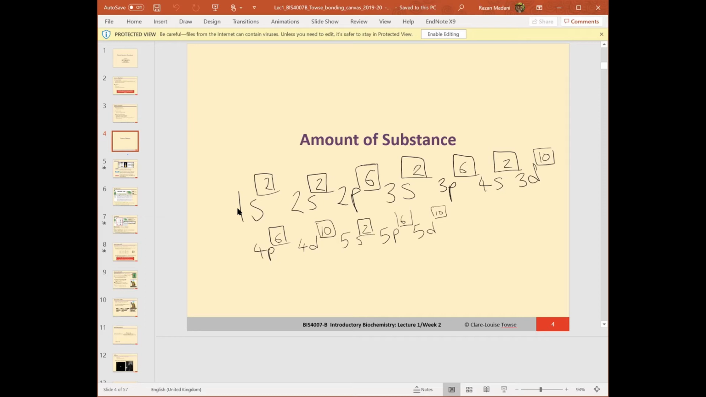Okay, and then you have 5f, 14. I think that's enough for now, but basically, did you copy all of this? Like I said, the only thing that will change is the amount of electrons. The electrons are in these boxes, and these boxes are called orbitals.